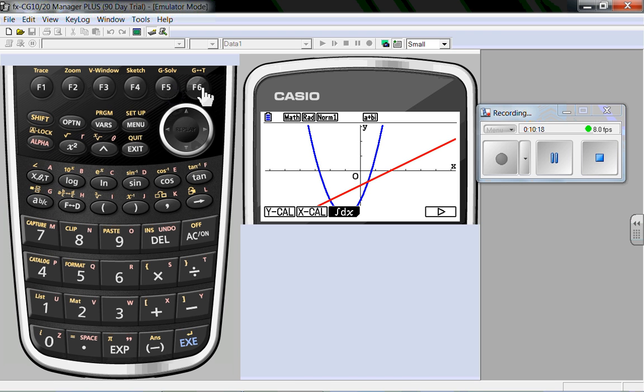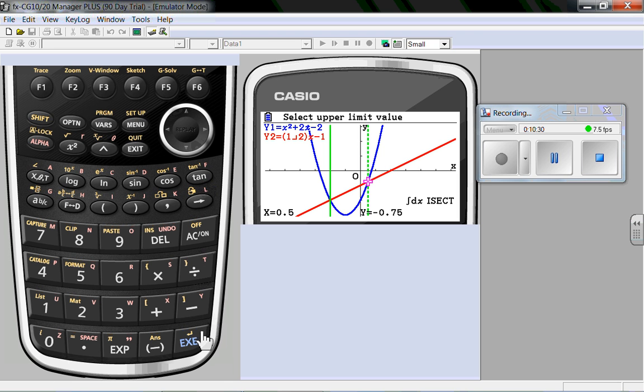I want to take the integral between the two curves. G-solve, F6, F3. I want to know the intersection, so it's another F3. Again, it's going to calculate the intersection. Lower limit. Toggle over to the upper limit. Calculate the derivative. Lower, upper, value of the derivative, value of the area. Value of the integral, I'm sorry, and the value of the area.